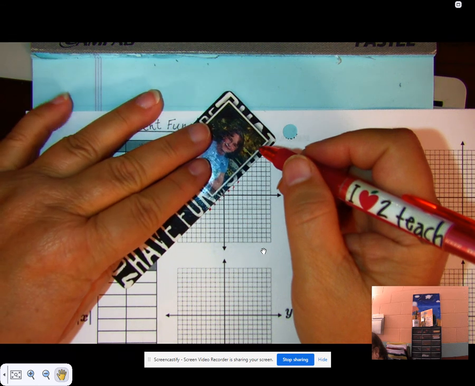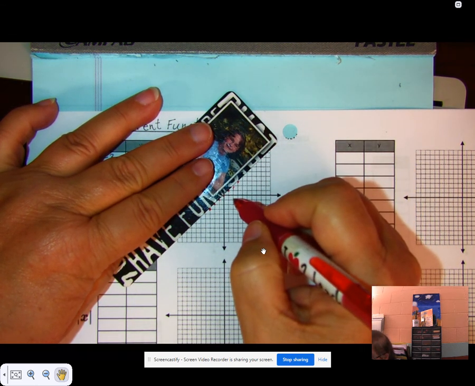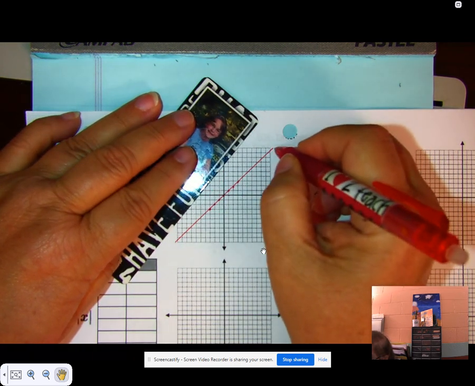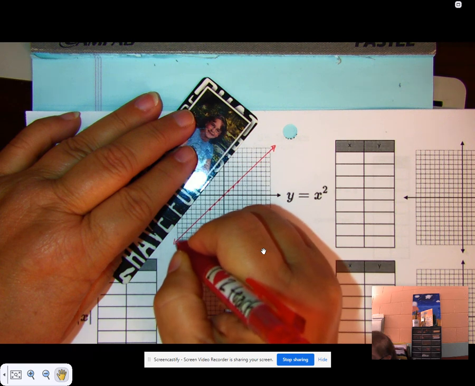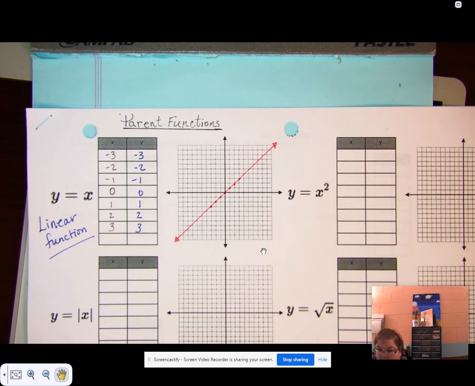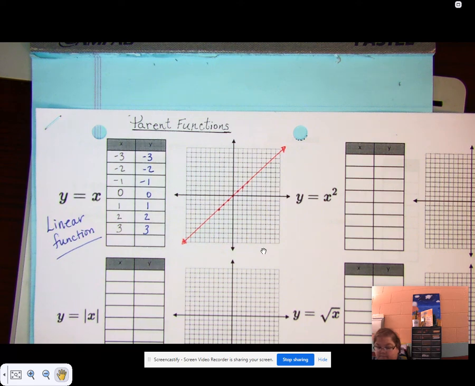You must make straight lines when you have lines. They must be straight, so you must use a straight edge. And that is a linear function, linear meaning forming a line. So that takes care of our first parent function, which is a linear function.